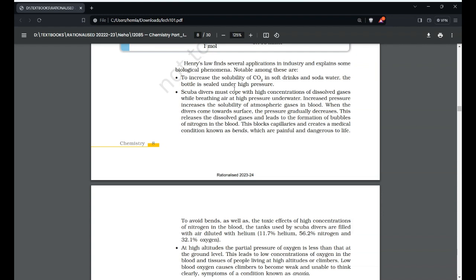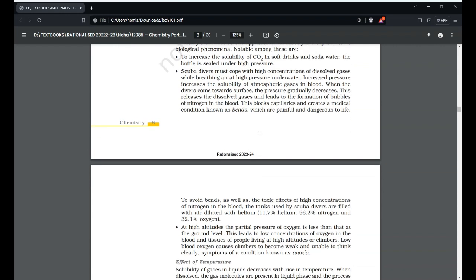वी वुड हैव नेवर थॉट कि जो कोल्ड ड्रिंक्स होती है उसमें इतना केमिस्ट्री यूज़ होता है, वो हम बाद में जाके पढ़ेंगे, लाइक व्हेन वी वर किड्स. बट हियर वी आर. Scuba divers must cope with high concentration of dissolved gases while breathing air at high pressure underwater. Increased pressure increases the solubility of atmospheric gases in blood. When divers come towards the surface, the pressure gradually decreases. This releases the dissolved gases and leads to formation of bubbles of nitrogen in blood. This blocks capillaries and creates a medical condition known as bends, which are painful and dangerous to life.